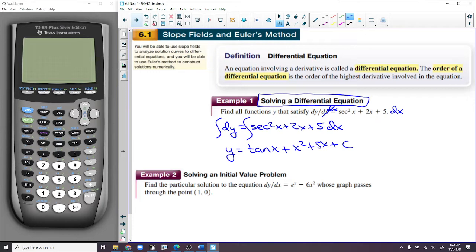That's the solution right there, and we can't find c. We don't have enough information. That is solving a differential equation. It doesn't say x equals 10. That's the solution.